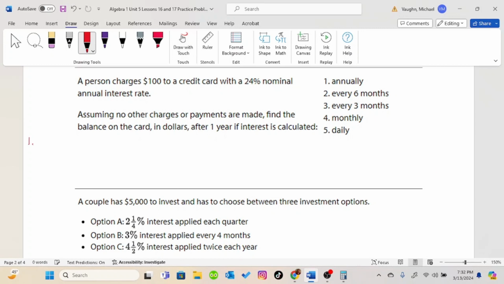So for number one, we would take $100, we would multiply it by 1.24. The 1 represents maintaining the $100. The 0.24 represents the 24% interest rate. And since there's only one charge, our exponent would be 1. And if we multiply $100 times 1.24, we get a total of $124.